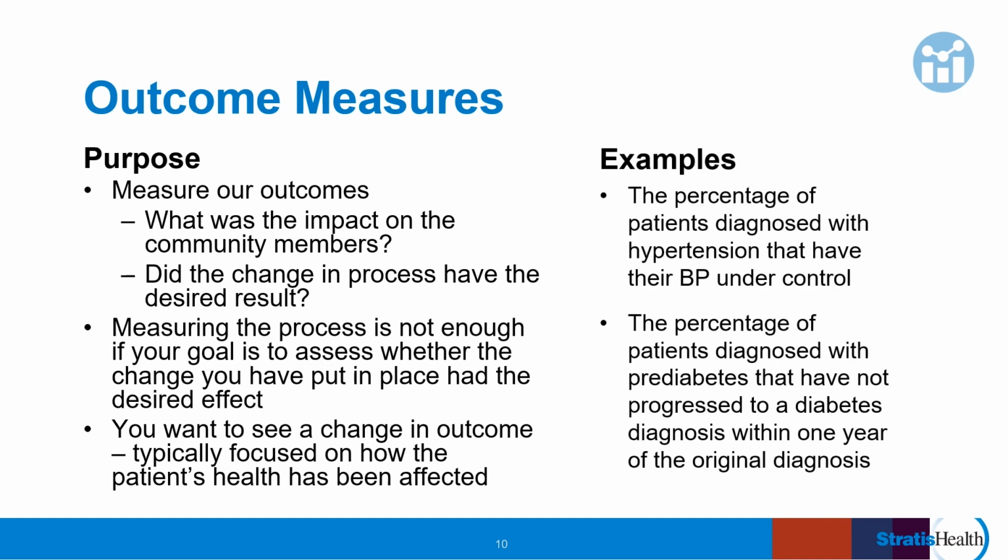Thinking back to our process measure examples, consider these two example outcome measures. The percentage of patients diagnosed with hypertension that have their blood pressure under control, and the percentage of patients diagnosed with prediabetes that have not progressed to a diabetes diagnosis within 1 year of the original diagnosis.